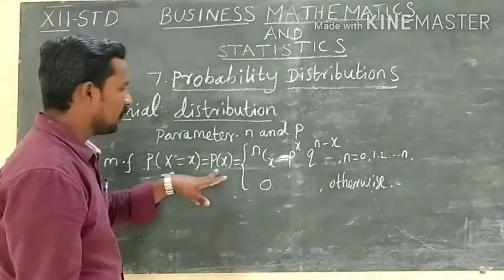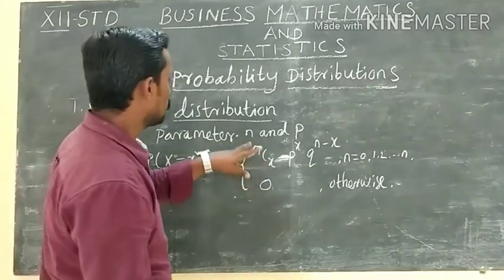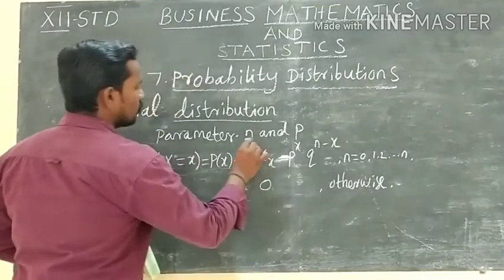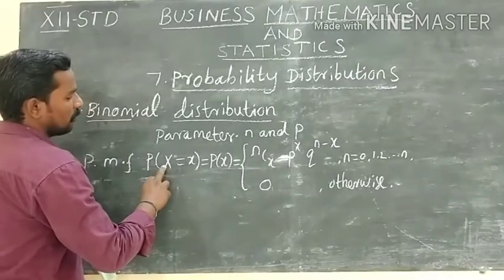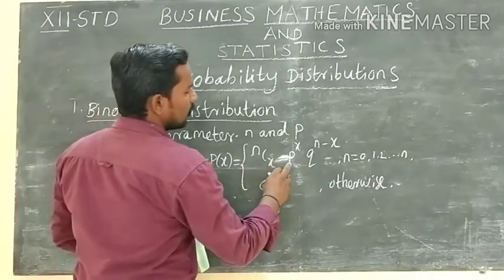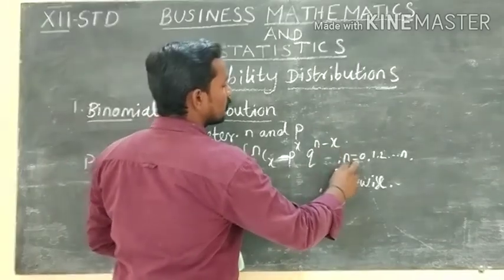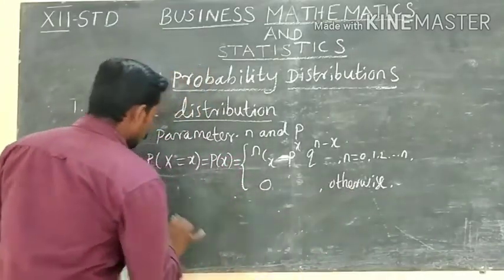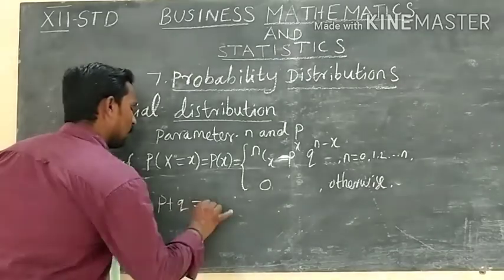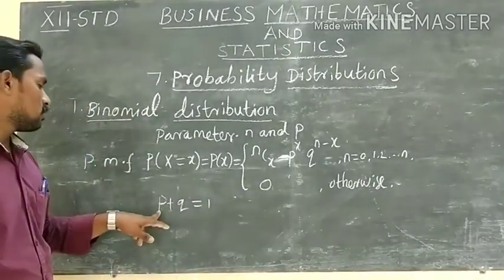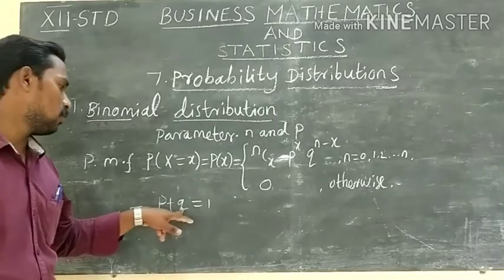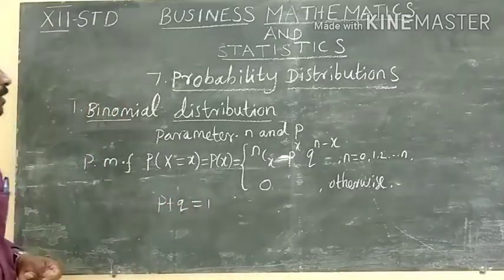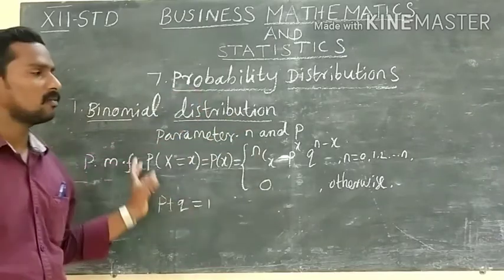A variable x is said to follow binomial distribution with parameters n and p if it assumes only non-negative values. Then the probability mass function p of x is equal to nCx p power x q power n minus x, for x equal to 0, 1, 2, 3 and so on up to n, otherwise 0. And you also have the condition p plus q equal to 1. Here p represents the probability of success, q represents the probability of failure, and the sum of the two equals 1. Have you understood the binomial distribution definition?